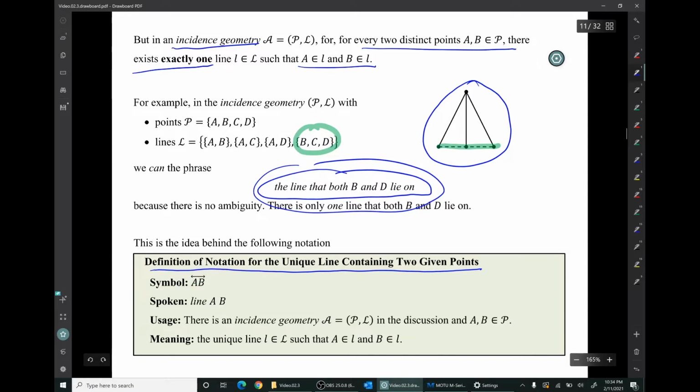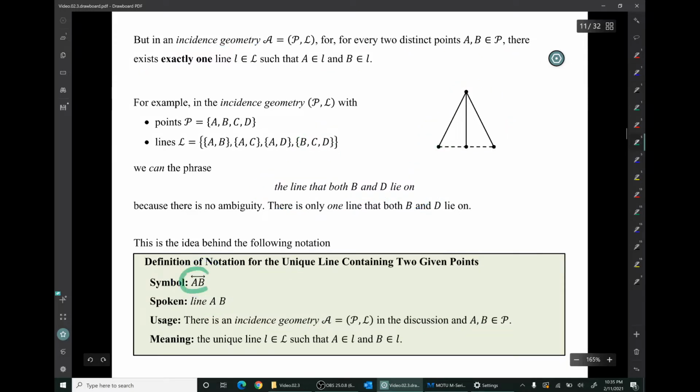The symbol is this. You put two letters with a double arrow above them, and this is spoken line AB. Now you only get to use this symbol when you have an incidence geometry in the discussion, and A and B are in the set of points for that incidence geometry. And what that symbol means is the unique line that both A and B lie on. So this is a symbol that we get to use in incidence geometry. We can't use that in an abstract geometry.